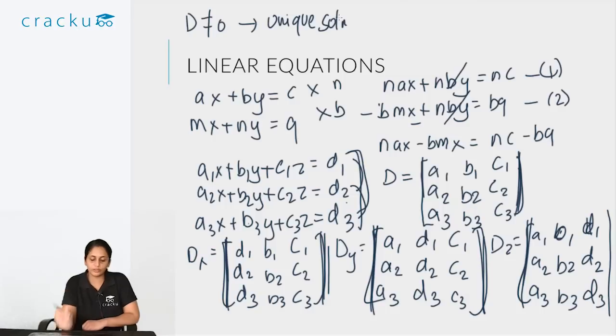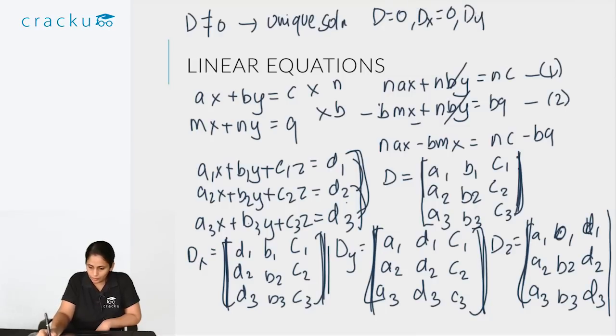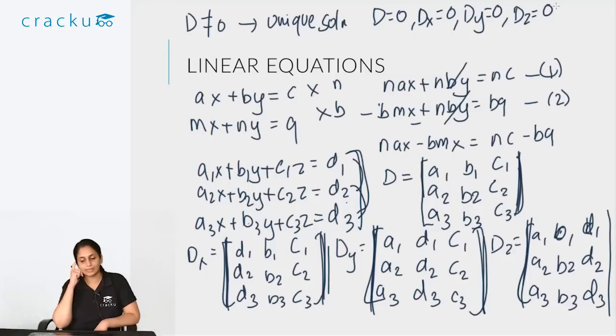There will be a unique solution for the linear equation. Now if d is equal to 0, dx is equal to 0, dy is equal to 0, and dz is equal to 0, then there will be infinitely many solutions. So what exactly am I saying here?